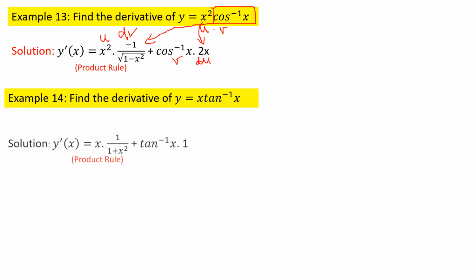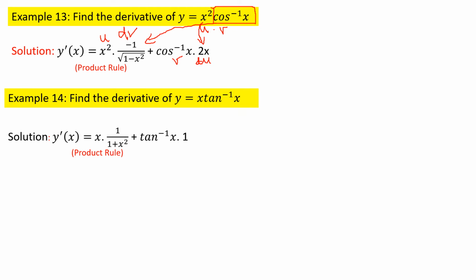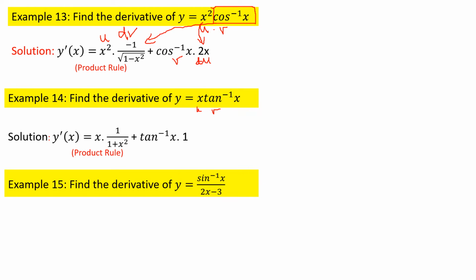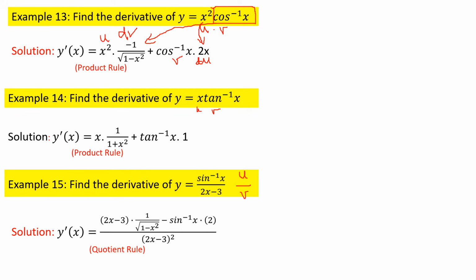Same way, we can solve x into tan inverse of x. So again, treat x as u, tan inverse x v, apply product rule, we will get this one. Here we have to apply quotient rule, u upon v. So v du minus u dv divided by v power 2.